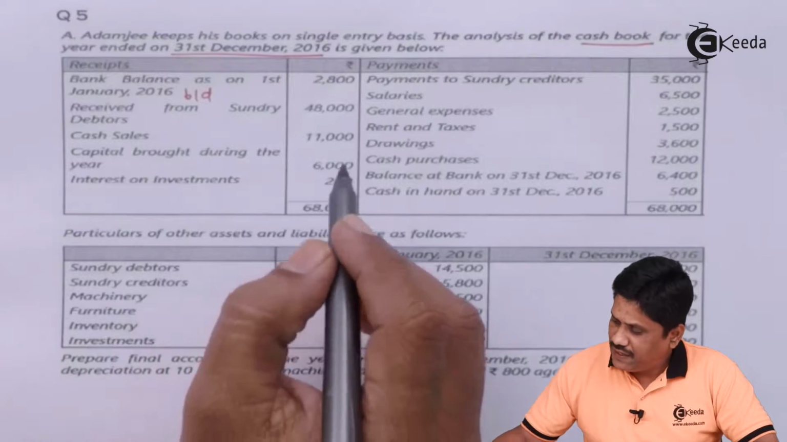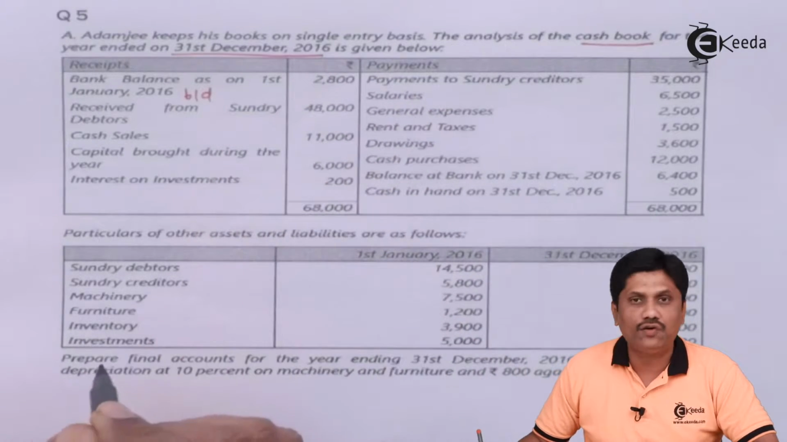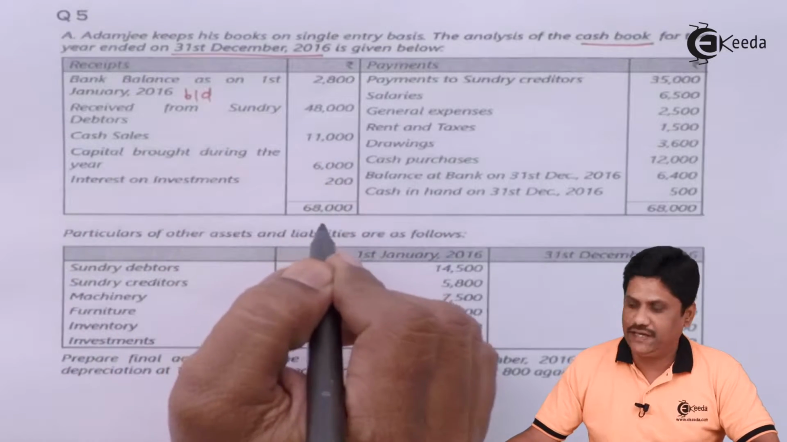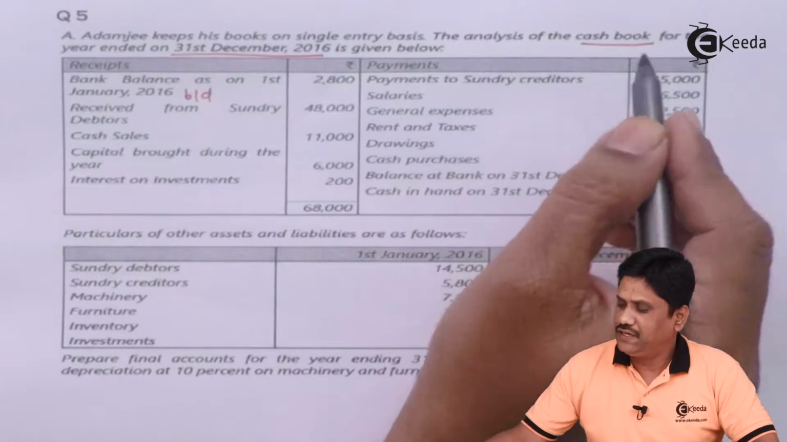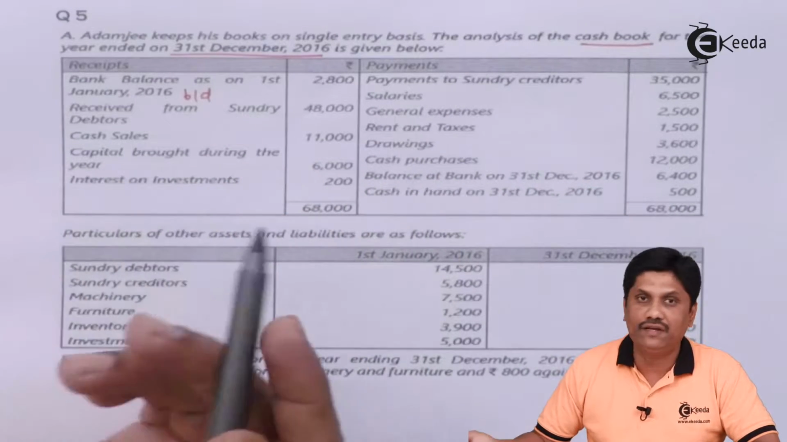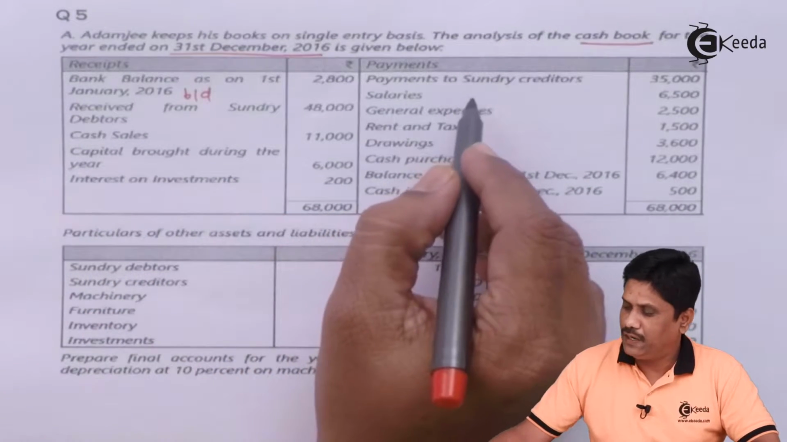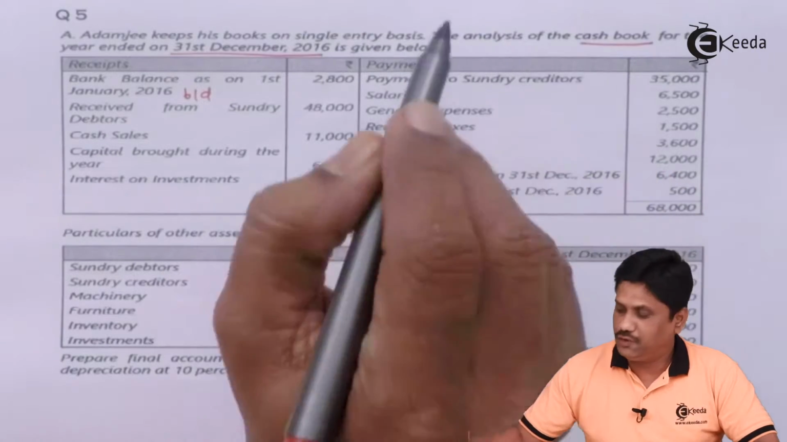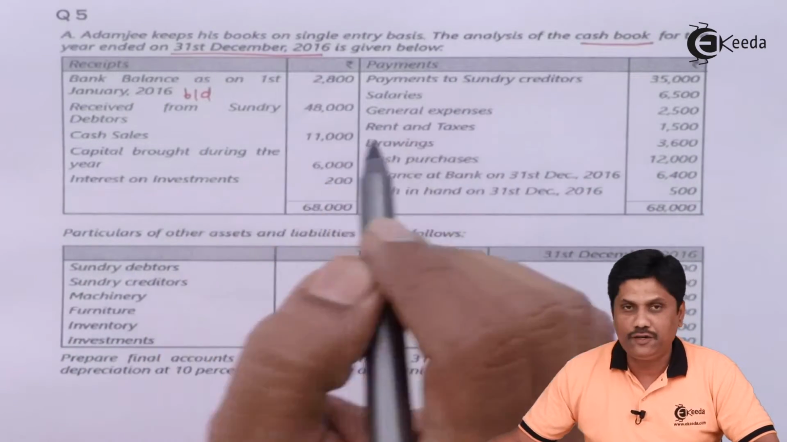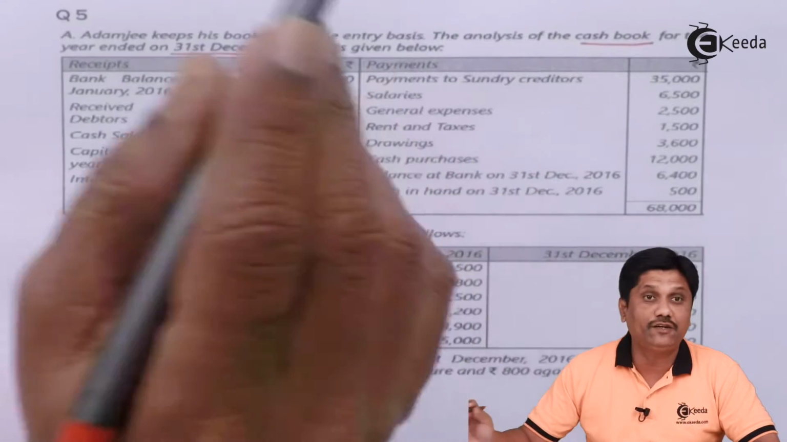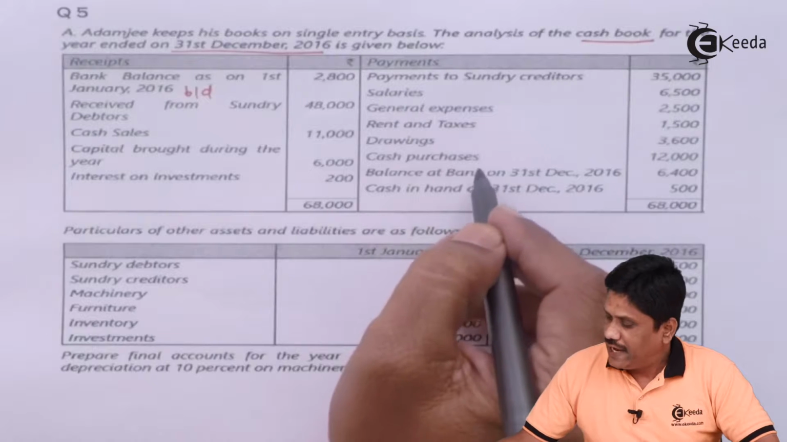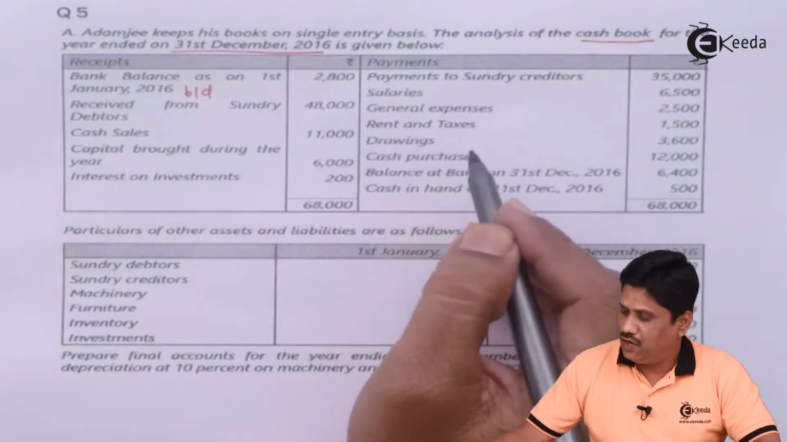So I can say that they have maintained the cash account correctly and it is an advantage to us, so that we need not prepare it again. Payment to sundry creditors. One effect we can see here on the credit side of the cash book, the debit effect will be given in the respective account. For example, payment to creditors will be debited to creditors account, salaries will be debited to P&L, general expenses will be debited to P&L, rent and taxes will be debited to P&L, drawings will be debited to capital account, cash purchases will be debited to trading account.